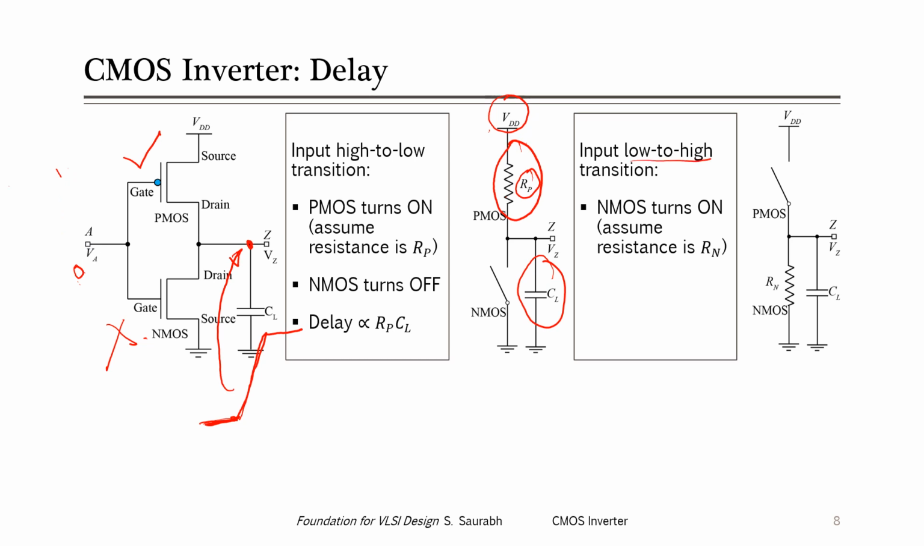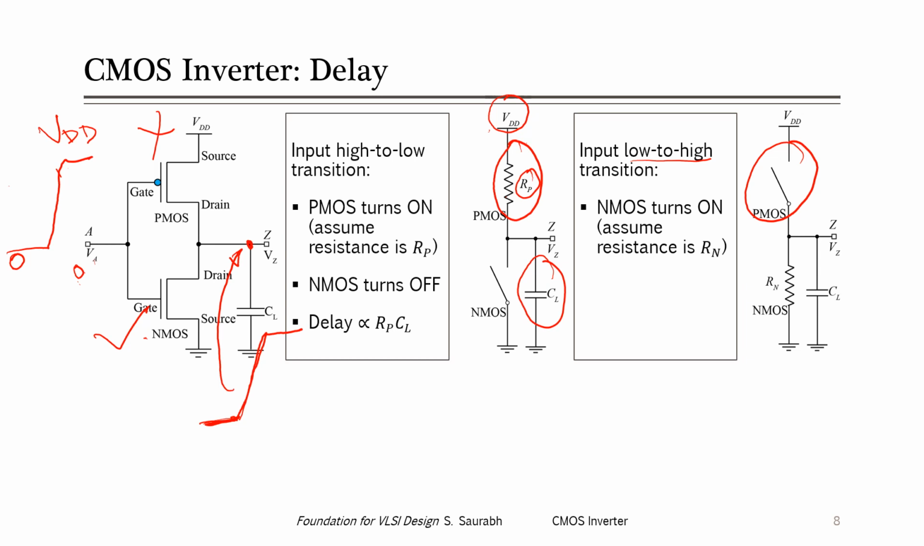And if the transition is of the opposite type, meaning that the input is transitioning from low to high, initially it was 0, and then it finally reaches VDD. So when it reaches VDD, then the NMOS will get turned on, and PMOS will get turned off, because input is VDD, right? So we assume that this transition from 0 to VDD happens quickly, and NMOS turns on quickly, and PMOS turns off quickly. So when that happens, we can think that this capacitor will get discharged through this equivalent circuit, right? Since the PMOS is switched off, this switch is open.